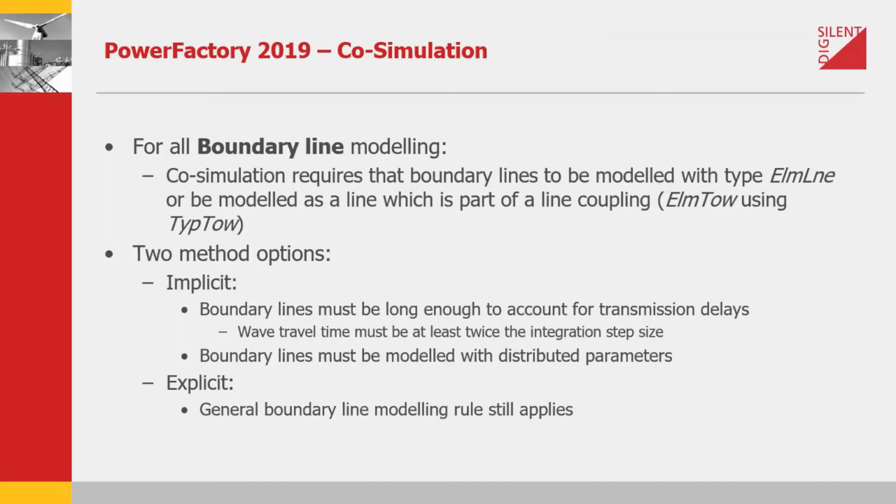Boundary lines must be modeled as a type L line or modeled as a line which is part of a line coupling. For implicit simulations, boundary lines must be long enough to account for transmission delays, and they must be modeled with distributed parameters. For explicit simulations, only the general requirements about your type need to be met.